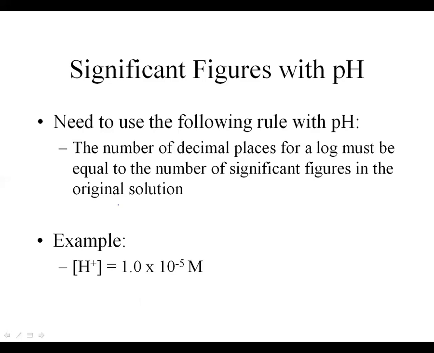So why don't we try one here? We have an H plus concentration of 1 × 10⁻⁵. Calculate the pH to the right number of digits. So take a moment and then we'll talk about what the right number of digits is, just to make sure our calculators work.